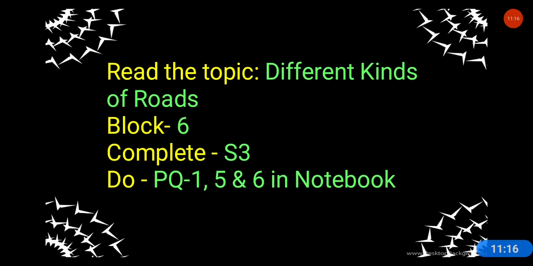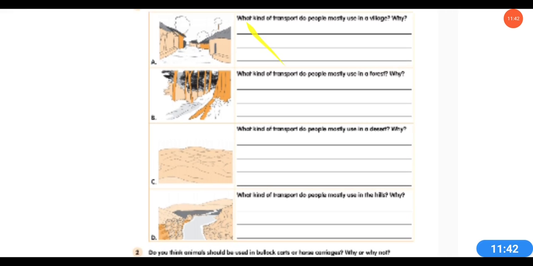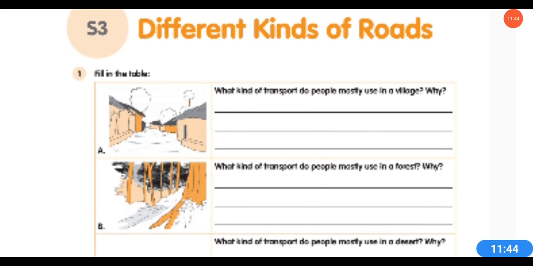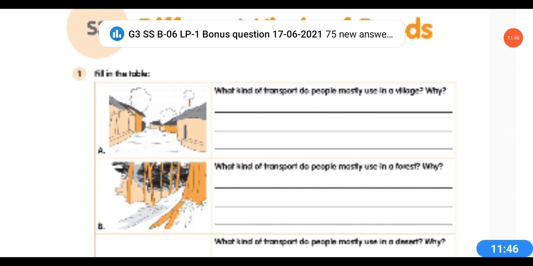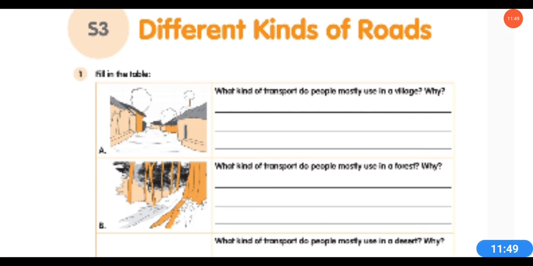Read the topic different kinds of roads from your content book in block 6. Complete your workbook S3 and do the practice questions of block 6, practice questions 1, 5 and 6 in your notebook. Okay, so this is the work for today. Let's move to the next slide. So this is your workbook. You have to complete it as 3 different kinds of roads, right?